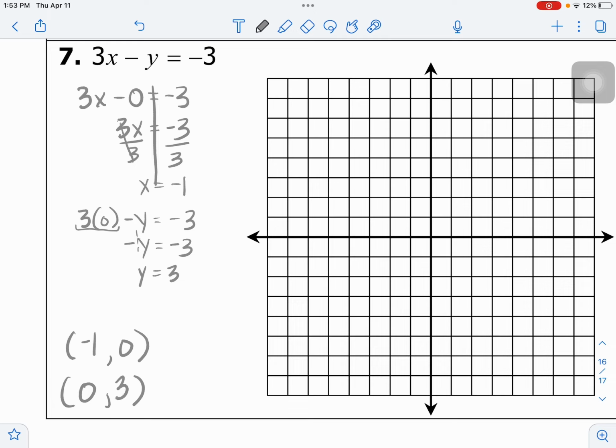Now you've got 2 points that you can put right on your graph. And you really only need 2 points to make a line, particularly if you either have this fancy line tool on Notability or if you have a ruler. And there is your line created with intercepts.